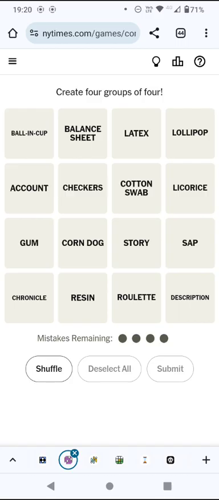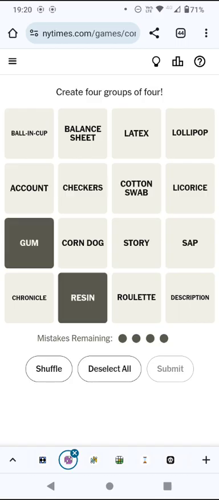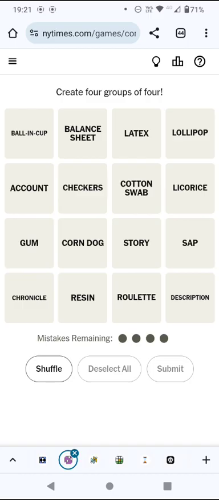Not certain. Cotton swab. Is that sticky? Does it go with gum? I think there is going to be a group of stickiness or sweets. Resin is sticky. Gum is sticky. Is latex sticky? Or licorice? Or a cotton swab? Or a lollipop? I think probably a lollipop. I'm not certain. I mean, it could be lollipop, licorice and gum. It's all things you put in your mouth and chew or suck.